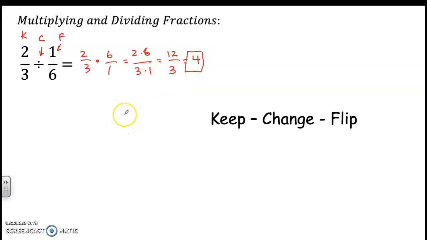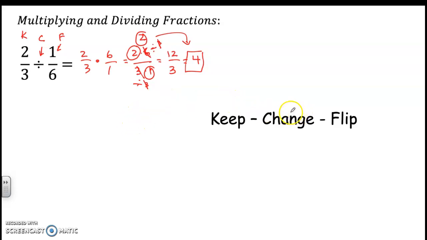Alright? Can I simplify before that? Yes. 6 is made out of a 3 and a 2, so I can divide the bottom by 3 and I can divide the top by 3. 3 divided by 3 cancels out. 6 divided by 3 gives me 2. And now I have on the top 2 times 2, which gives me 4, and the bottom stays as 1, which is 4/1, which is 4.